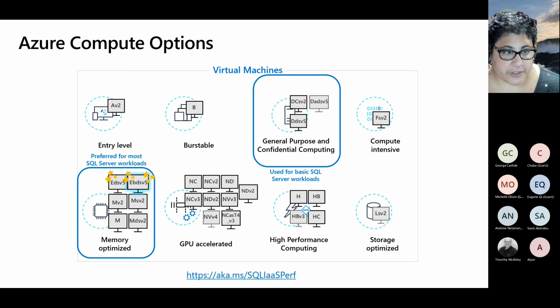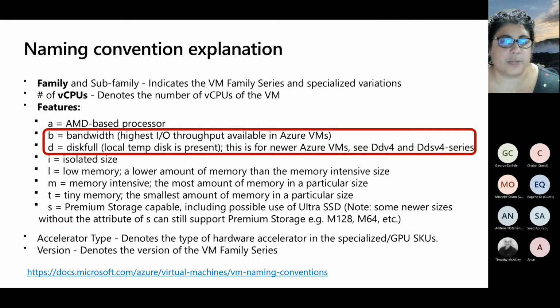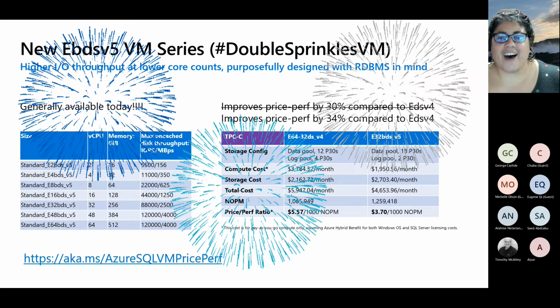This VM series is what I call the double sprinkles VM. I call it hashtag double sprinkles VM. This is a VM series that we worked with Azure Compute to design specifically for SQL Server workloads. And the difference between this series and other VMs is it has much higher I/O throughput.